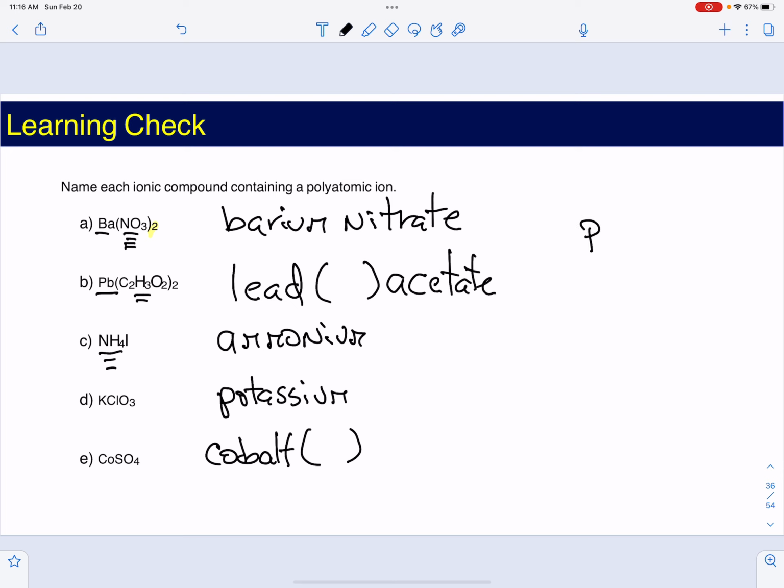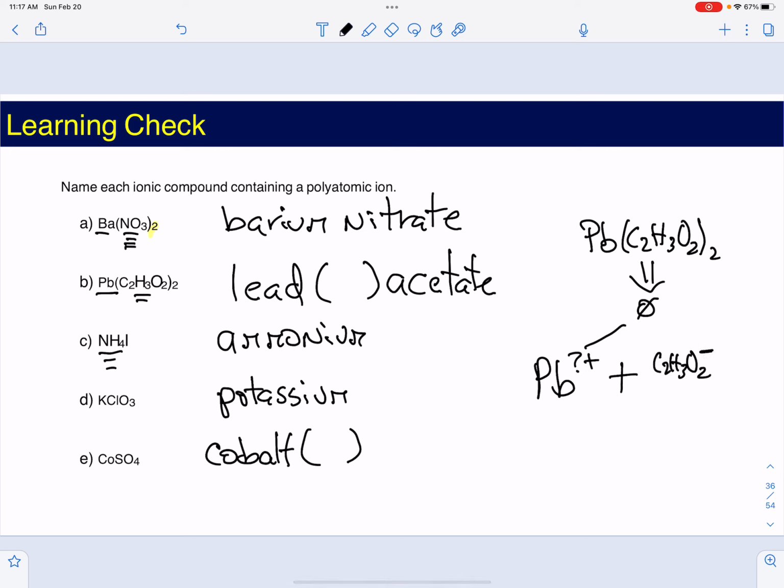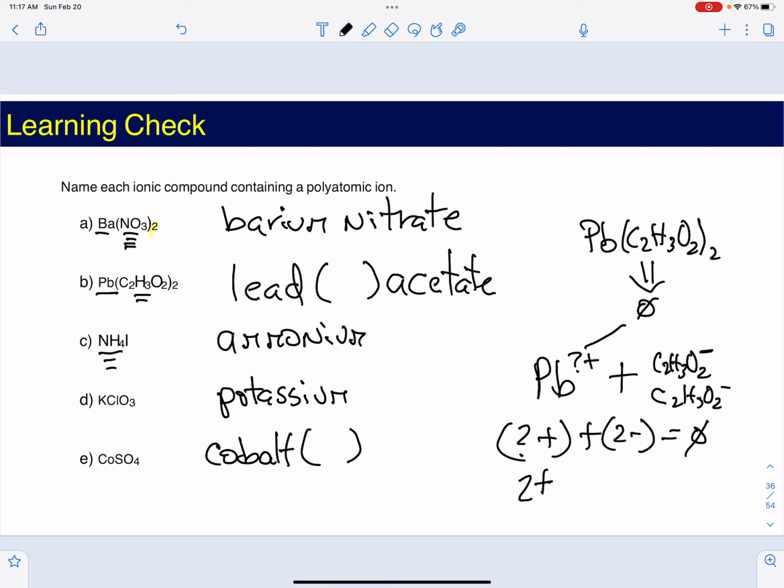And I know if I have Pb(C2H3O2), and I have 2 of them, I know that both of them combined is going to give me 0. The lead is a metal, so I know it's positive. I don't know how much positive. And the acetate, according to the polyatomic ion table, is -1, but I have 2 of them. So this is basically question mark plus 2 negative equals 0. So this is going to have to be 2 plus. So the lead is going to be 2 plus acetate.